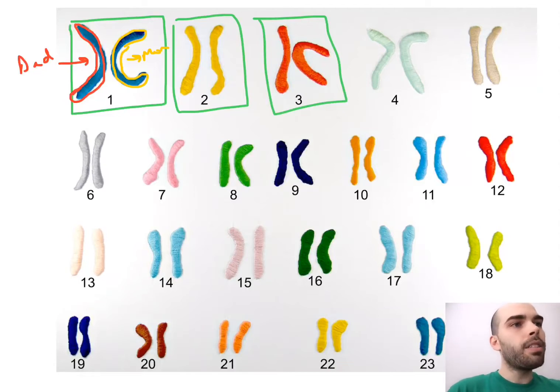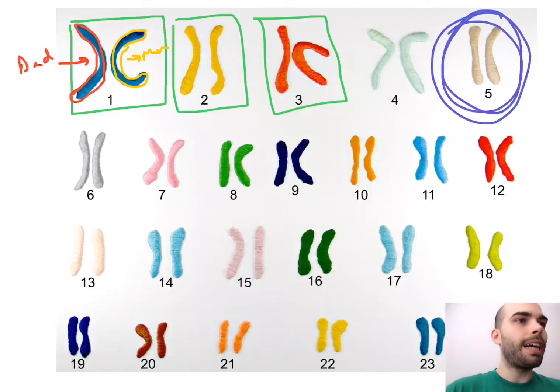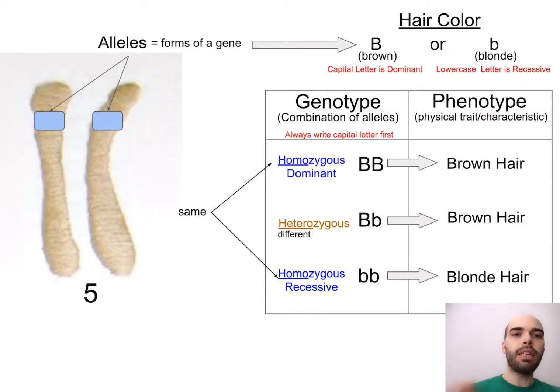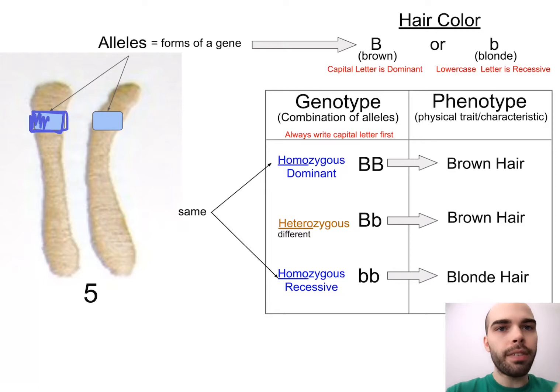Now, let's consider just one pair of chromosomes. Okay, we're going to look at chromosome 5. So I've zoomed in on chromosome number 5. And when we do that, a section of chromosome number 5, one section of it that I've shaded in here, okay, that would be considered an allele.